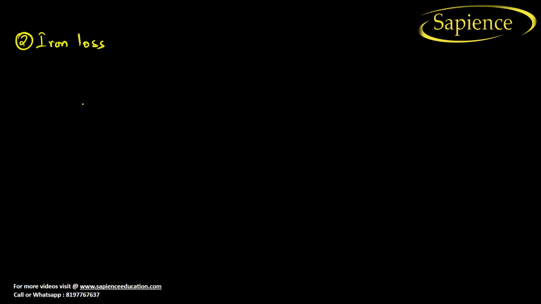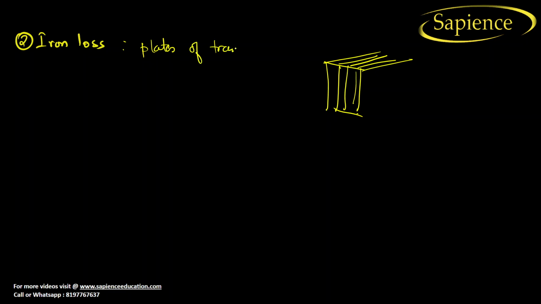Now we will discuss iron loss. What is iron loss? As we know, the transformer is made up of several iron cores. These are plates made up of soft iron. The plates of the transformer are made up of ferromagnetic material, a magnetic material.